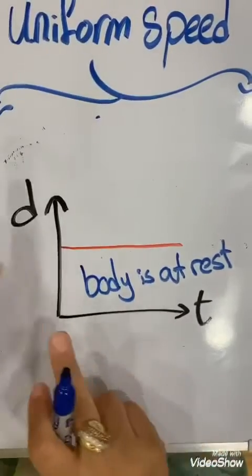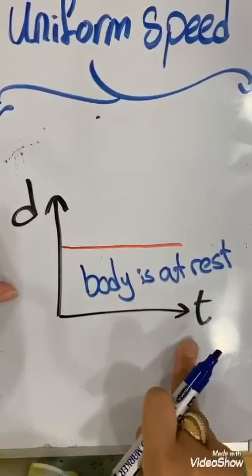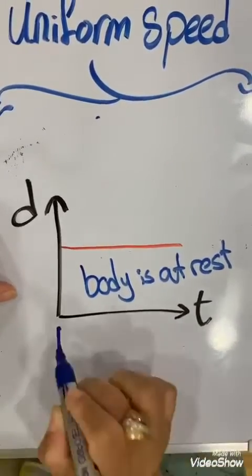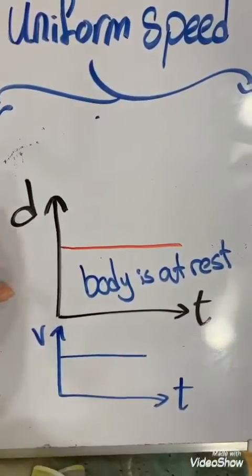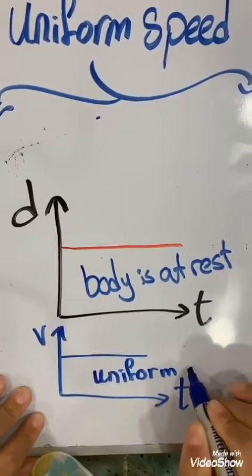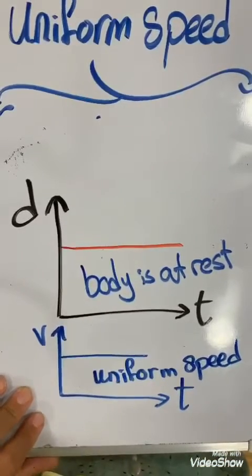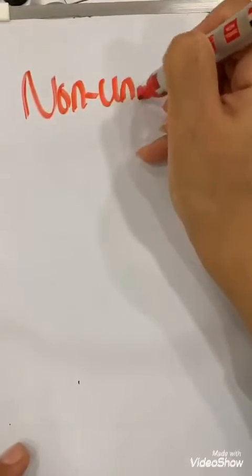So take care of what the name of the graph is. Here it's distance time. This is the name of the graph. But the other graph was the VT graph, meaning speed time graph. Like this. So this is uniform speed. So take care what the graph is called, distance time or speed time. Okay? Now let's represent the non-uniform speed.